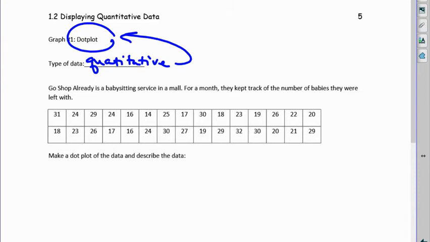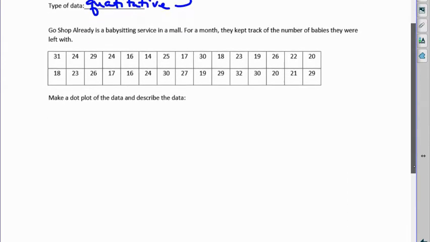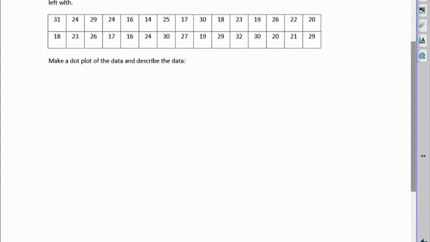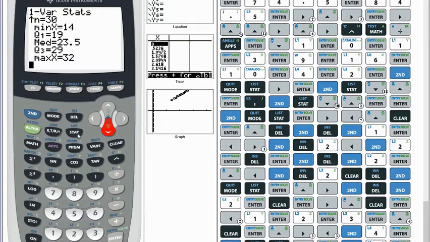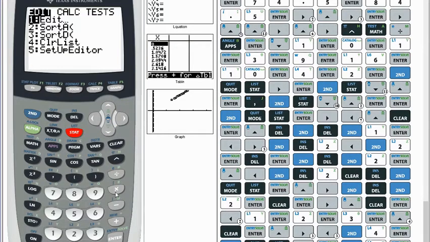So let's make a dot plot of this data. And what I find is, just as a things that you want to think of, is you want to make sure you have a title. You want to have a scale. What might be the easiest thing to do with the data in the calculator is, first of all, let's go to Stat, Edit.